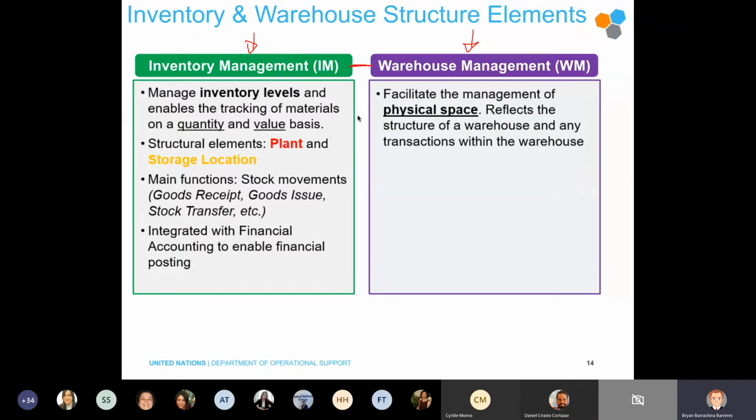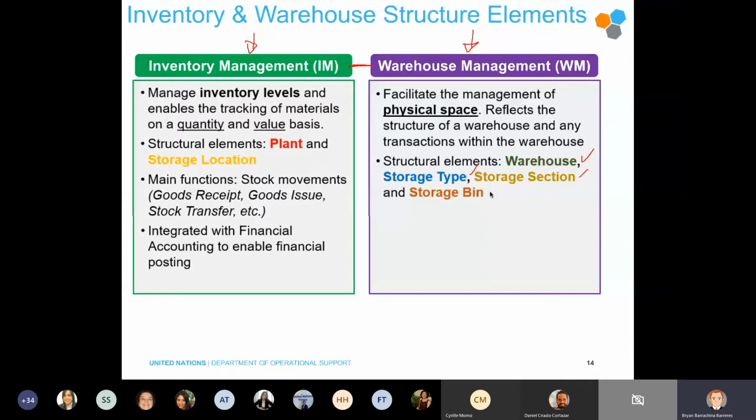So again, the main difference between the two: inventory, let's think of it conceptually, is a location in the system where we're storing our goods, versus a physical location, which is the warehouse, where we're physically storing our goods. And the structural elements of the warehouse are the warehouse, and we'll see this when we jump into the system, storage type, storage section, and storage bin, versus the plant and the storage location, which are inventory management concepts.